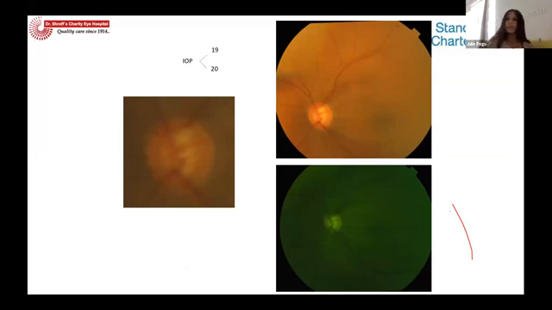So even if this patient had pressures not very high, 19, 20, she had cataract, and the patient did not belong to the patient was poor.